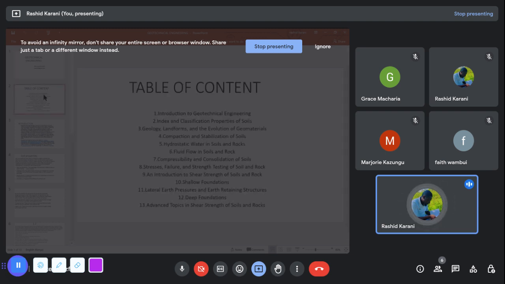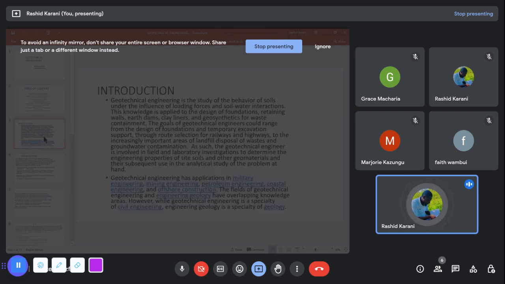So, in our table of contents, we are going to look first at the definition of geotechnical engineering, the index and classification properties of soils, geology, landforms, and evolution of geomaterials. Those are the majority that we are going to focus on right now. The others we shall look at in our next lesson. So let's begin with the introduction.